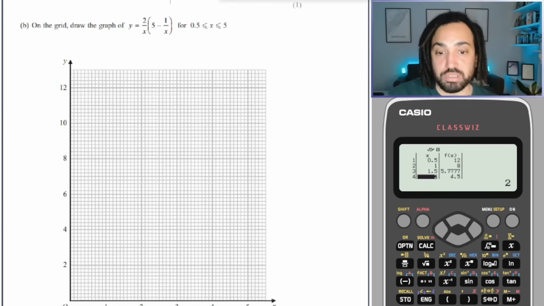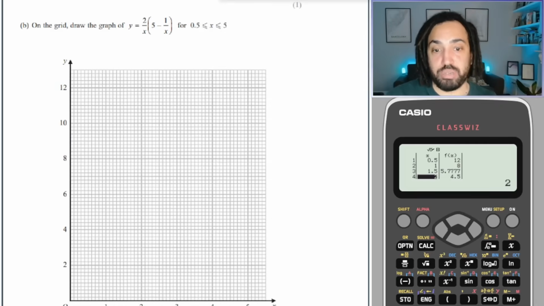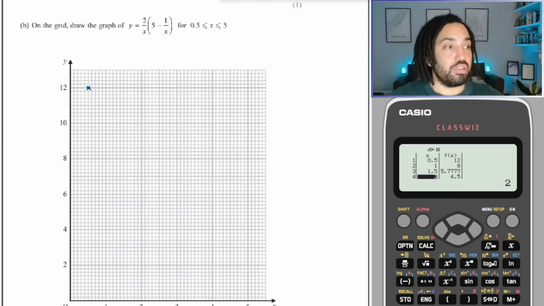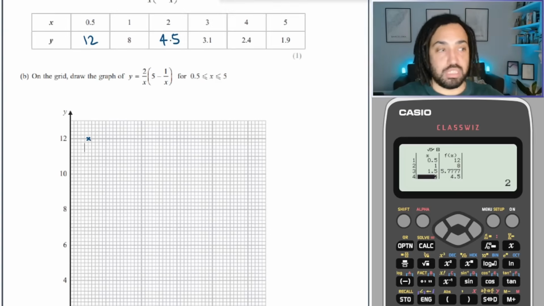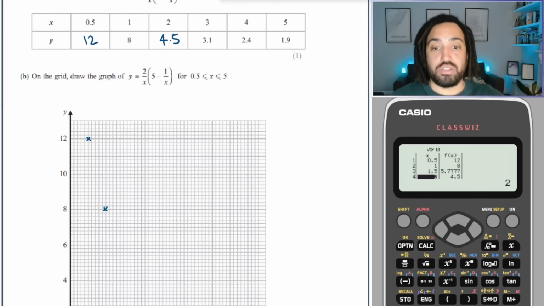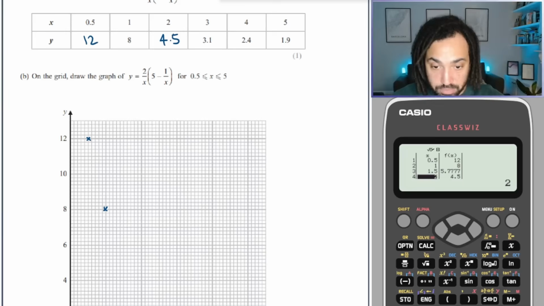And now we can plot. So at 0.5 we get 12, so I'll plot at 0.5, 12, like so. And at 1 we get 8. At 2 we get 4.5, which we have to be careful with. It's not in the middle of 4 and 6, that would be 5 right there. It's in the middle of 4 and 5, which is here.